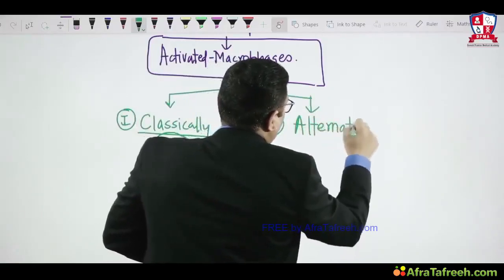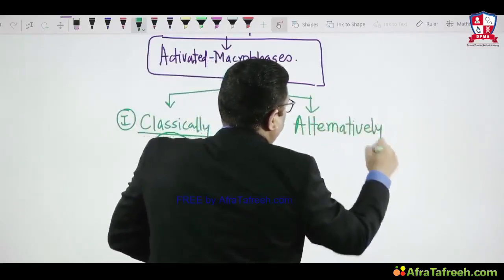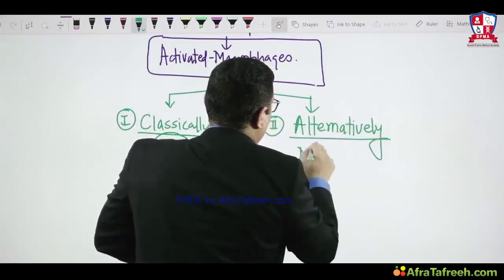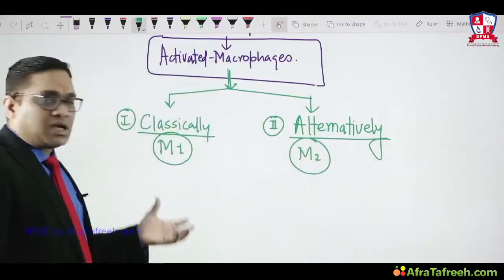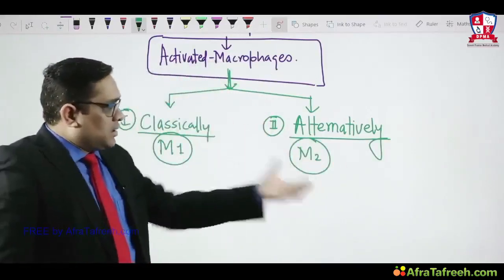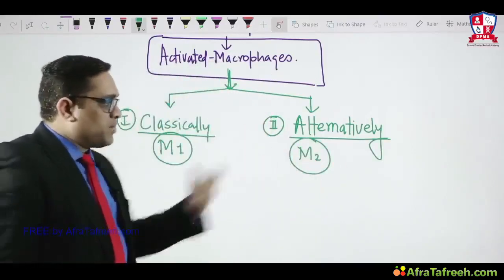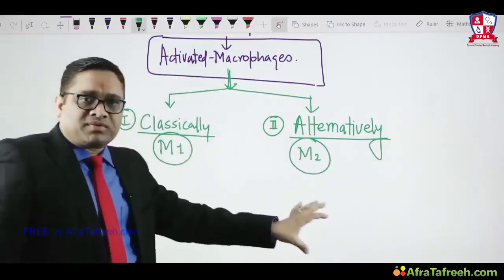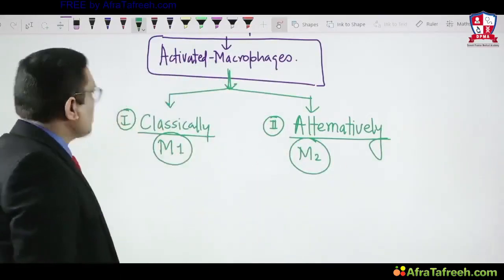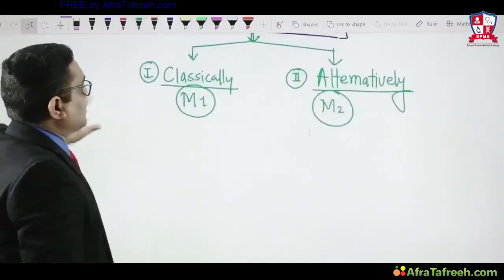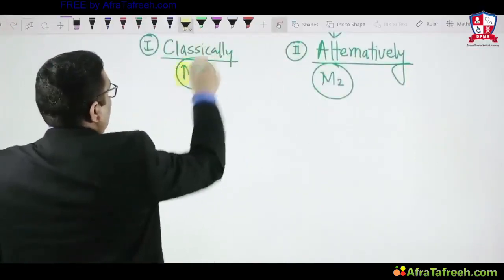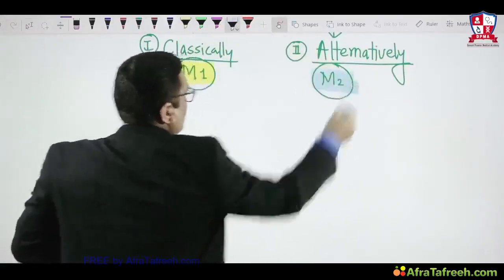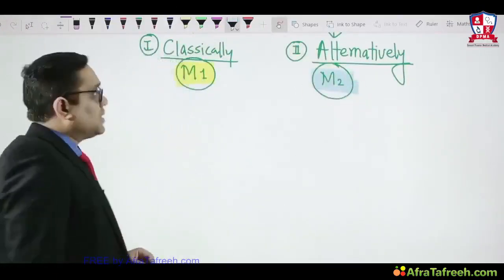Alternatively activated macrophages are also called M2. So these are the two groups of macrophages. Classical is M1 and alternative is M2, and these two macrophages have different functions. We will talk about them because the examiner asked a question from M1 macrophage, so we have to keep that in mind. M2 can be a future question.